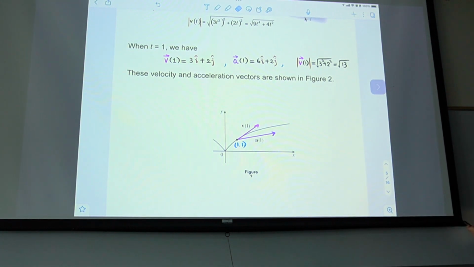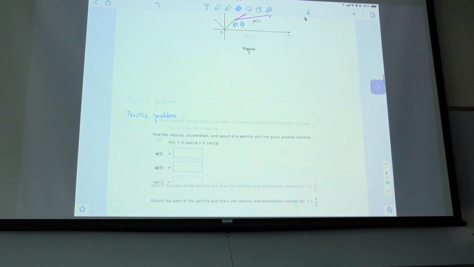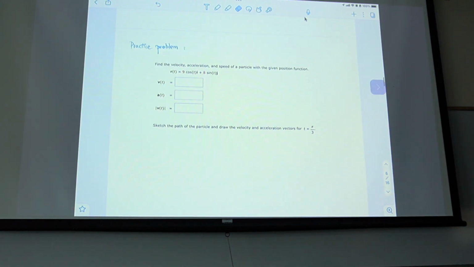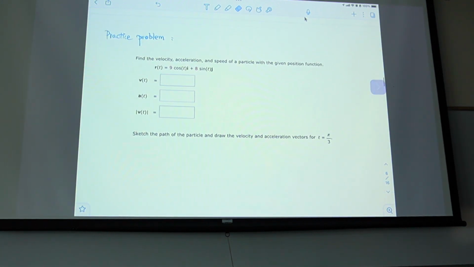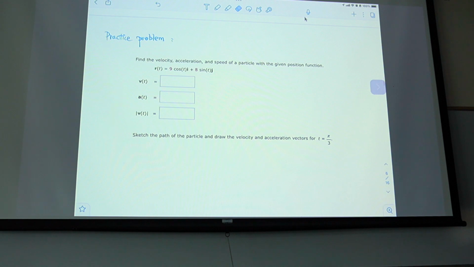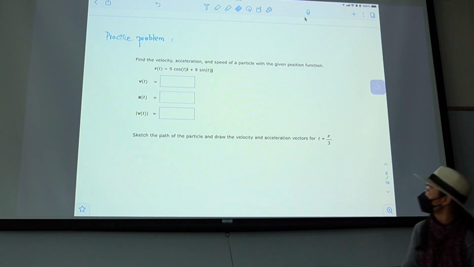Question? All right, now I'm going to let you practice on this. How about you guys practice on this, maybe working in a group if you want. So try to figure this out.